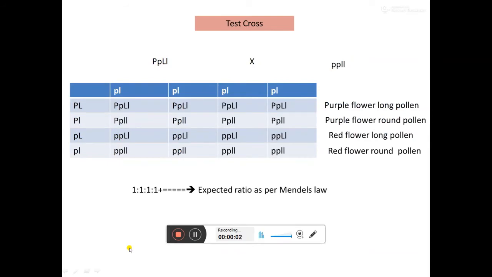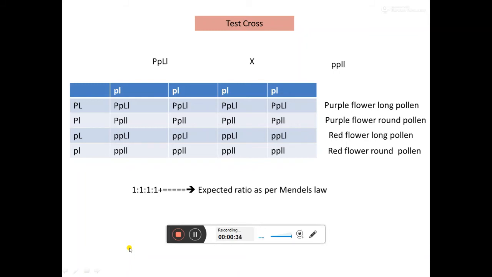As per Mendelian genetics, for the gametes formed during the test cross, the usually expected result is that we will get purple flower long pollen, purple flower round pollen, red flower long pollen, and red flower round pollen in the ratio of 1 is to 1 is to 1 is to 1. That is the common ratio that we expect as per the Mendelian laws.